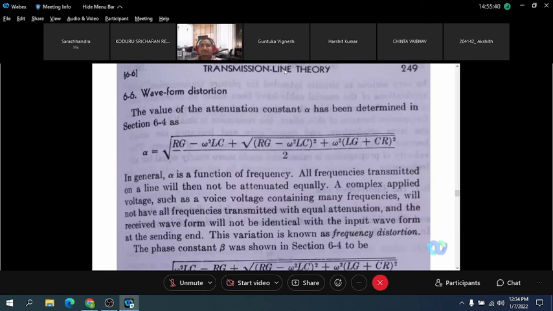Sir, in the formula, velocity equals omega by beta, beta is the propagation constant, sir? Beta is the phase constant. Gamma is the propagation constant. Yes, beta is responsible for the phase, and alpha is responsible for the attenuation.